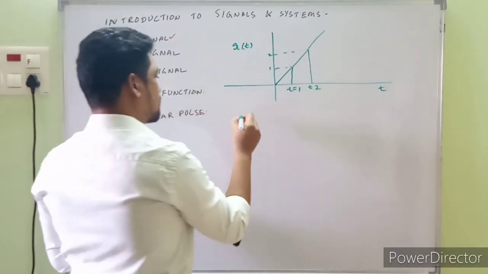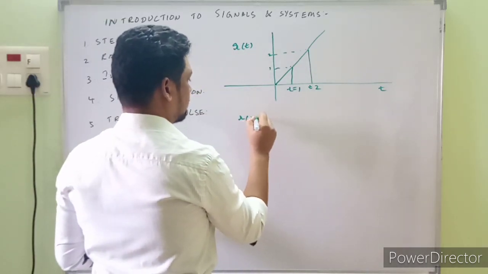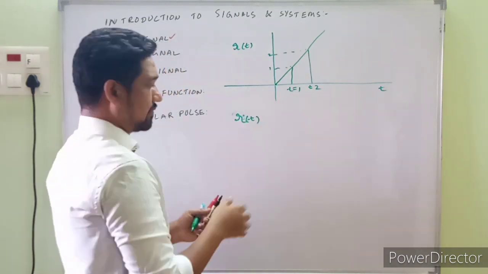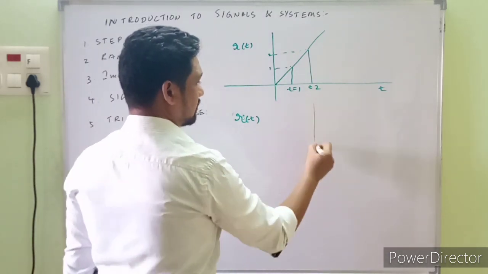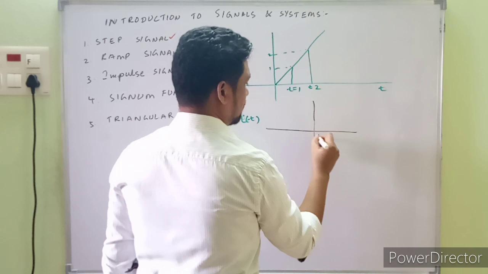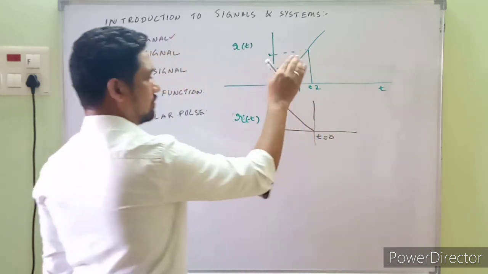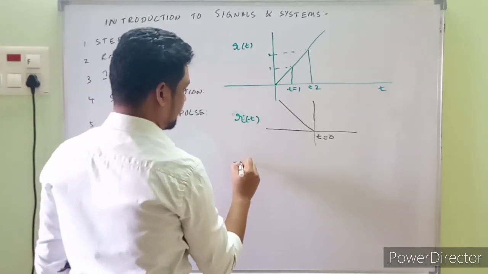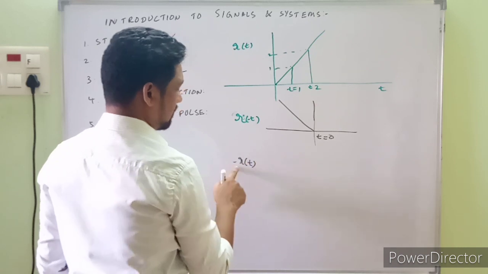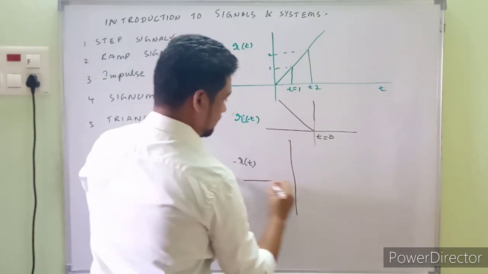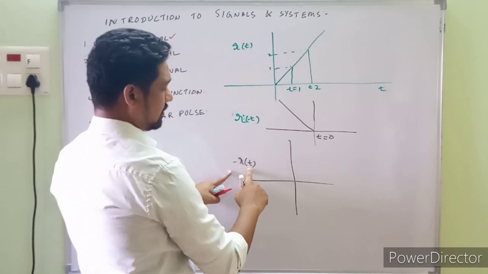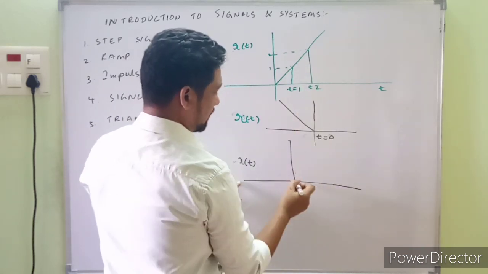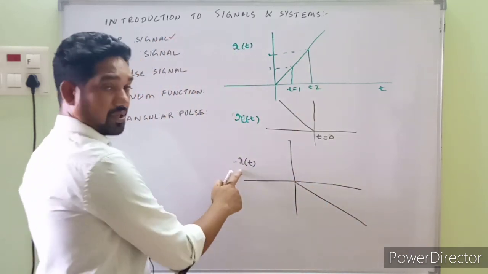So what if we have to draw r of minus t? The time is negative, and simply we have this one. This is the one, like t equal to 0, and just flip the previous version. And what if we have to draw minus r of t? Negative in the amplitude, positive in the time. So this will be flipping it upside down. This one will be the minus r of t.